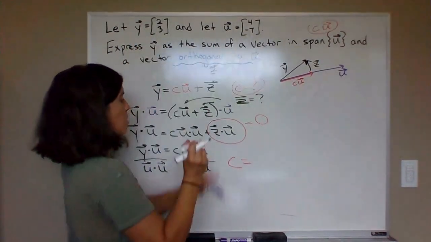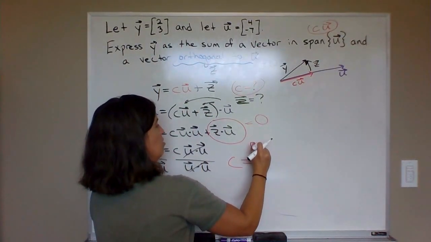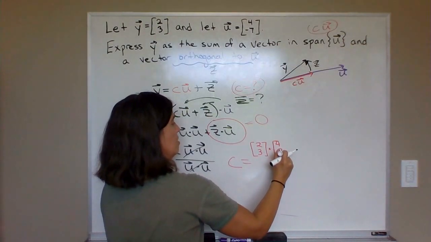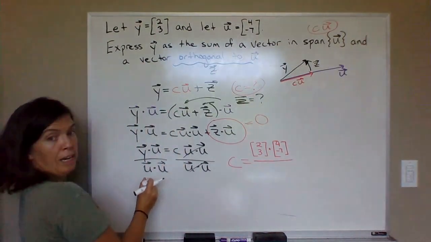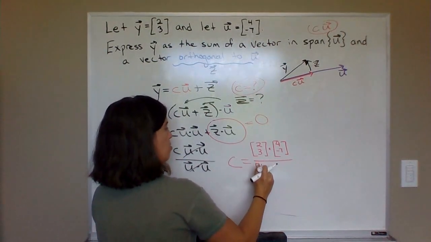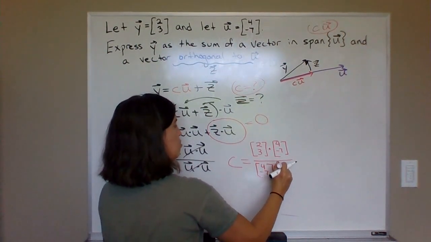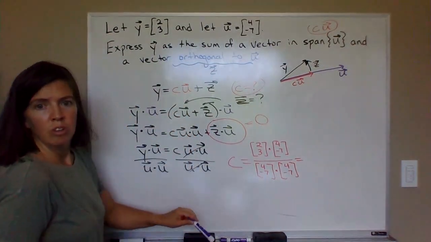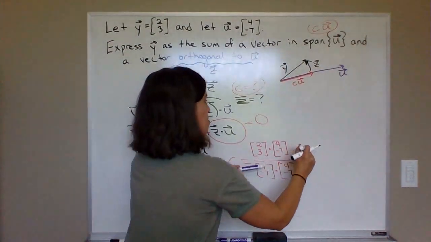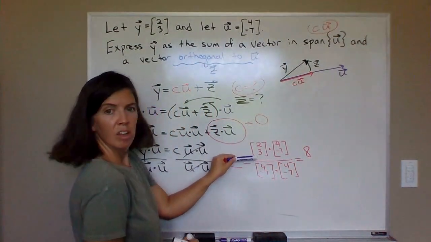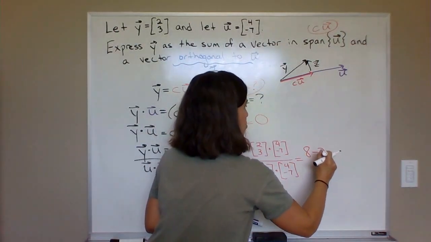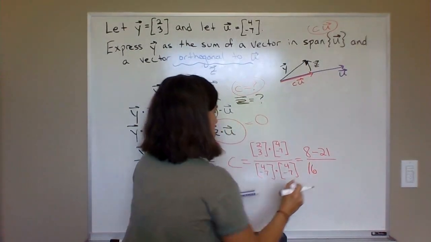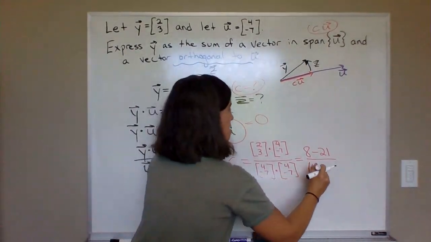So now I can find this scalar c by taking y dot u. Here's y, here's u. I'll copy them down here. So y is this vector 2, 3, dot u is this vector 4, negative 7, divided by u dot u. So that's 4, negative 7, inner product with itself. So that's equal to 2 times 4 is 8, plus 3 times negative 7, so that's negative 21, over 4 times 4, so 16, plus negative 7 times negative 7, so that's 49.